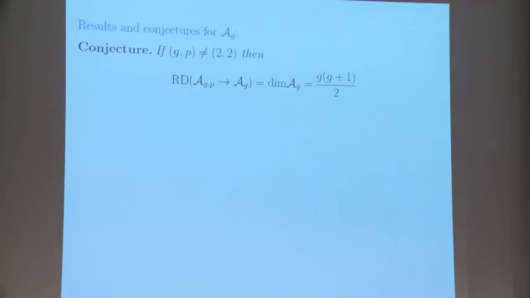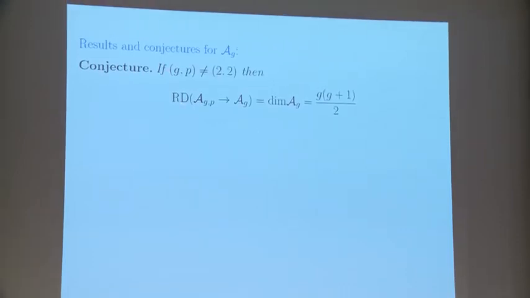I think for AG, what you would expect is there's no reason for this resolvent degree in general to be any smaller than the dimension of AG. And that's what we conjecture. There's one exception when G is 2 and P is 2. And that's because in that case, the group Sp2G(FP), namely Sp4(F2), is not simple. It has an index 2 subgroup. And that means you can pass to that quadratic cover for free, and that allows you to reduce the resolvent degree by 1.